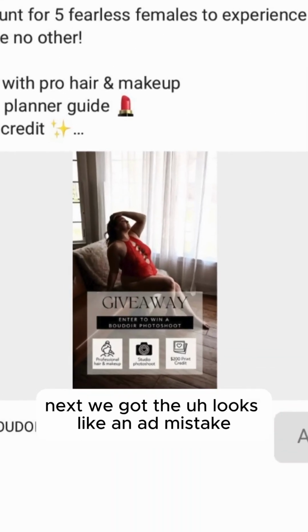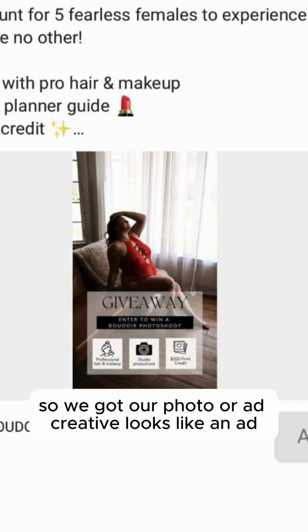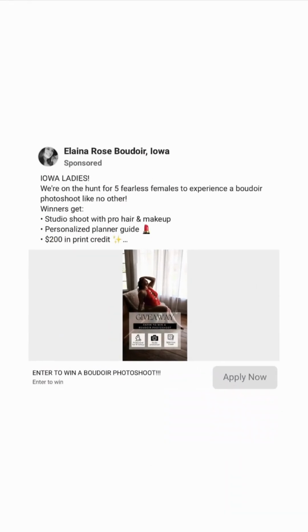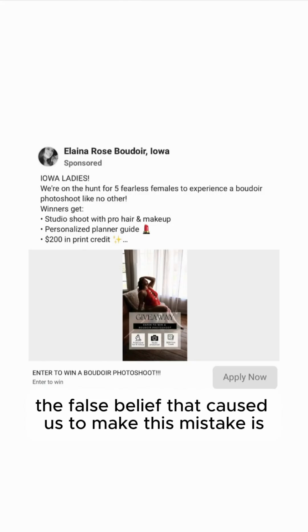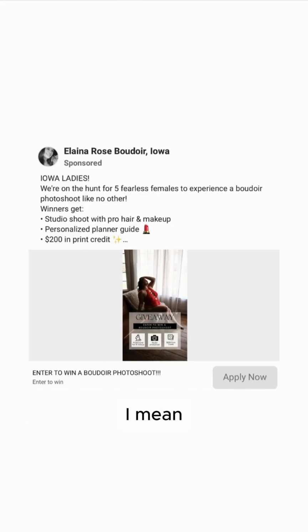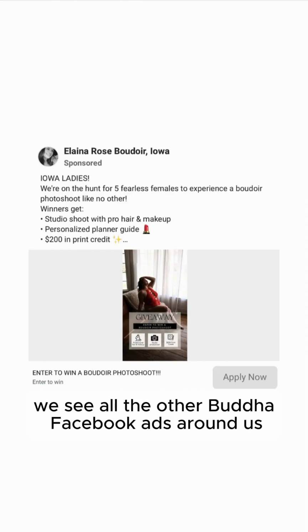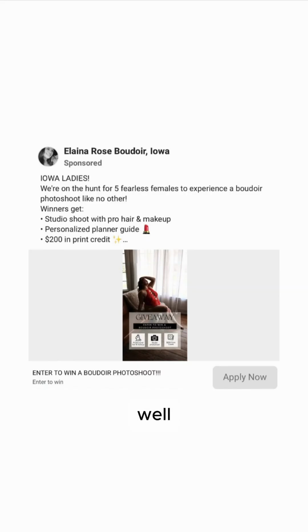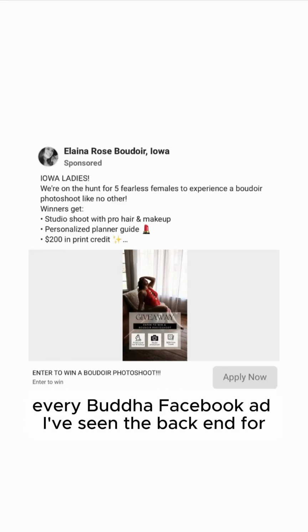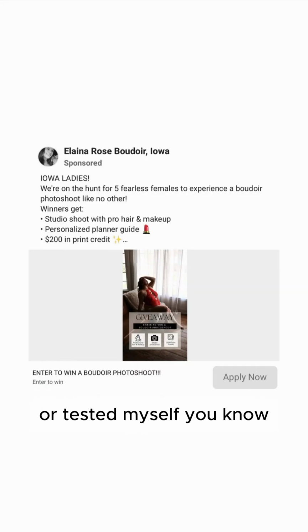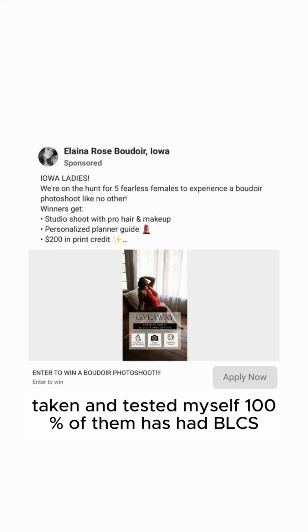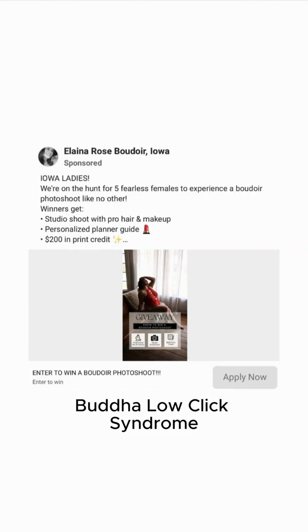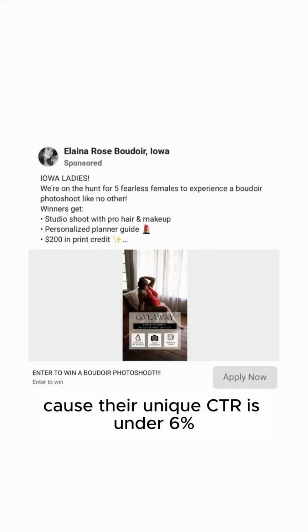Next, we've got the looks-like-an-ad mistake. So we've got our photo or ad creative that looks like an ad. The false belief that caused us to make this mistake is, we see all the other Boudoir Facebook ads around us. They all look like ads. So everyone can't be wrong, can they? Well, every Boudoir Facebook ad I've seen the back end for or tested myself, 100% of them have had BLCS, Boudoir low click syndrome, because their unique CTR is under 6%.